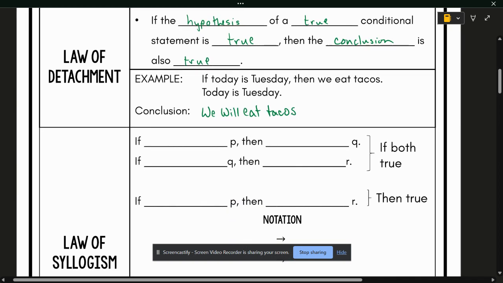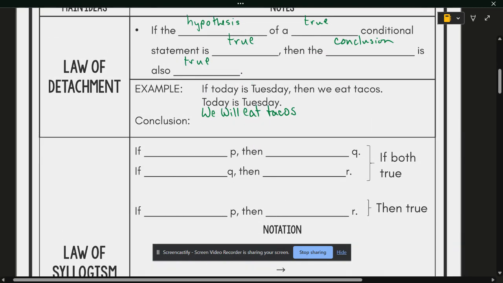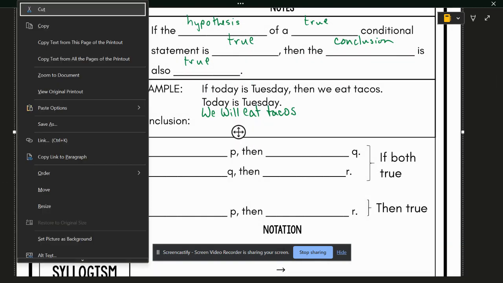Notice how there's an if-then. Here's a bigger hint too. There's an if-then statement, and then all of a sudden the next statement underneath is just a statement. No if, no then, just a statement. Then it draws a conclusion. That's law of detachment. Law of syllogism works a little bit different.